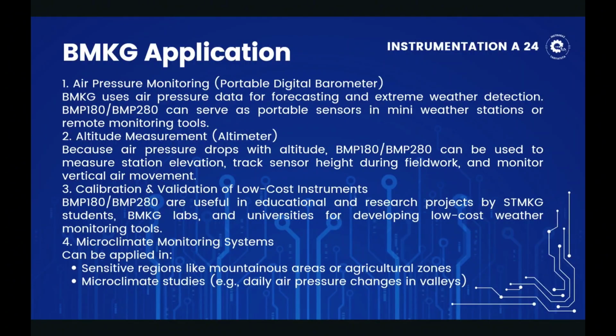Third one, calibration and validation of low-cost instruments. They are useful in educational and research projects by STMKG students, BMKG labs, and universities for developing low-cost weather monitoring tools. The fourth, microclimate monitoring systems. It can be applied in sensitive regions like mountainous areas or agricultural zones, and microclimate studies, for example daily air pressure changes in valleys.